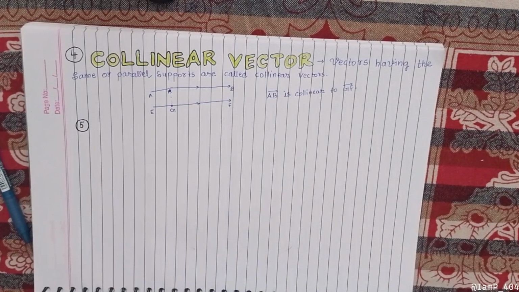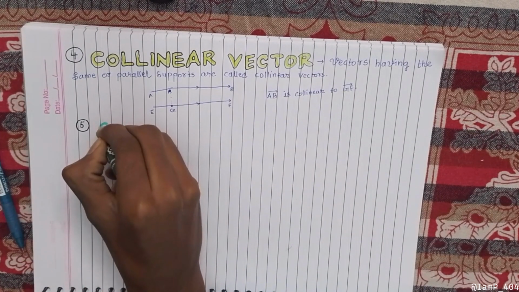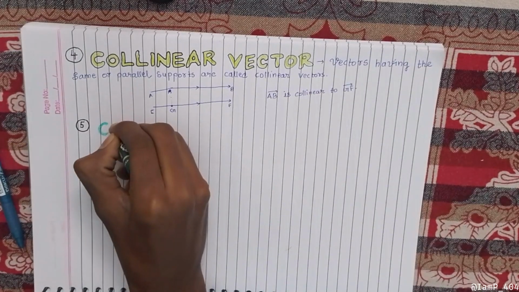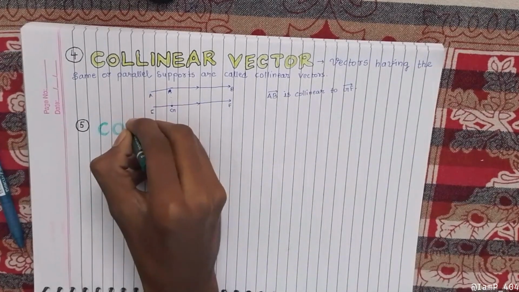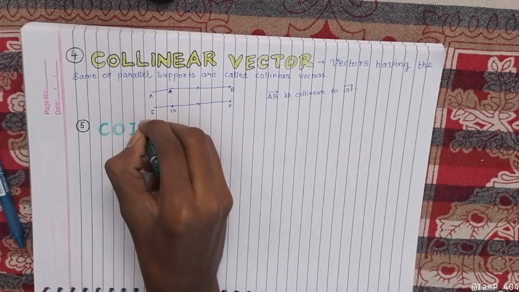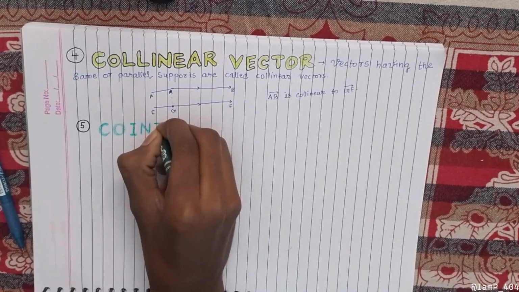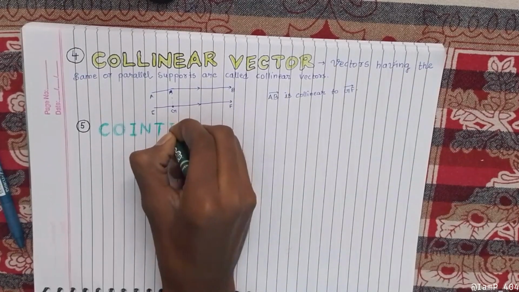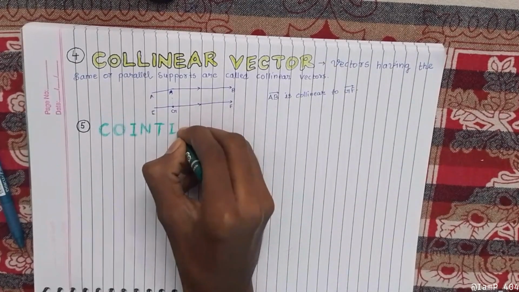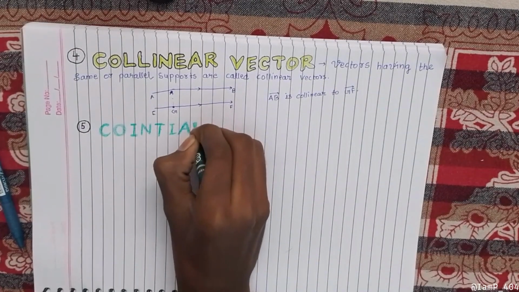Then comes a fixed vector, which is called co-initial vector. By its name we can understand that there is supposed to be more than one vector which has the same initial point, because in the name co-initial vector there is initial, so we can understand that vectors having the same initial point are co-initial vectors.